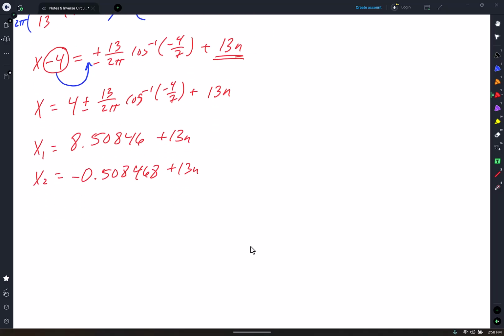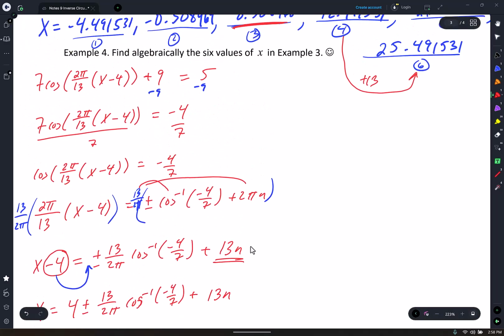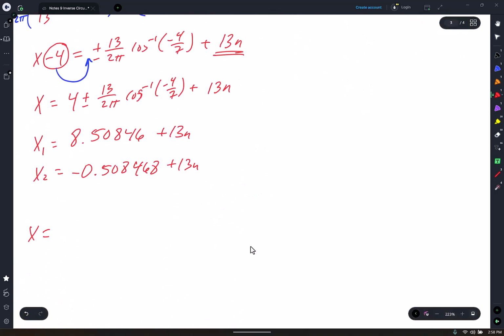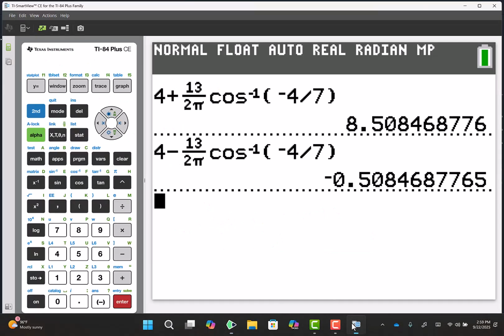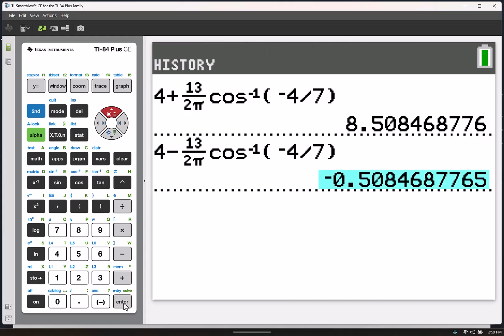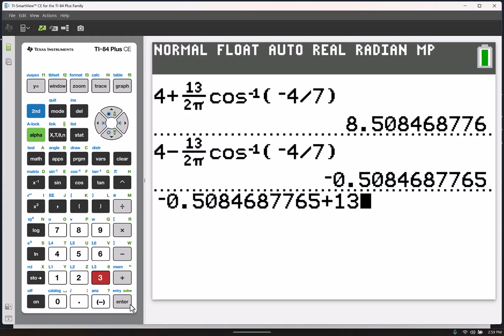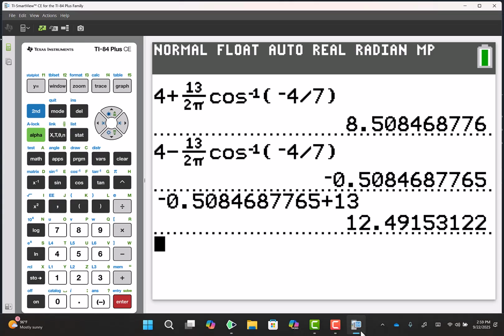Look, x equals, and I believe there's one more before that, negative 0.5. Yeah, so let me leave a blank here. Blank, comma, negative 0.508468. That comes from x2, comma, 8.50846. That comes from x1, comma. The next one is going to come from x2 when you add 13 to it. See? So here it is, negative 0.508. Enter plus 13. 12.49153.